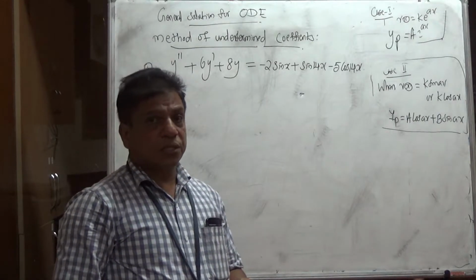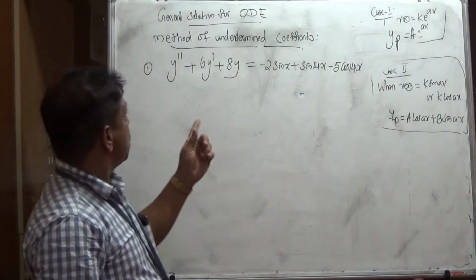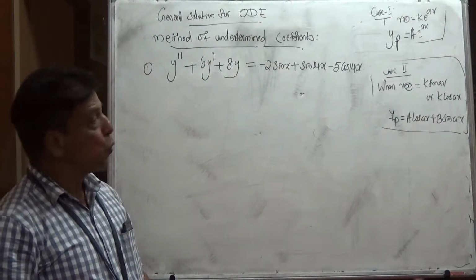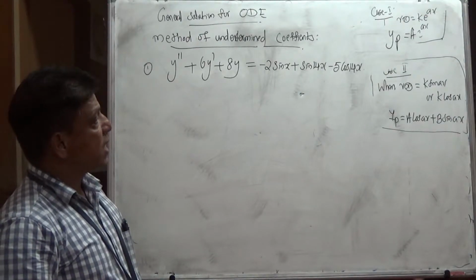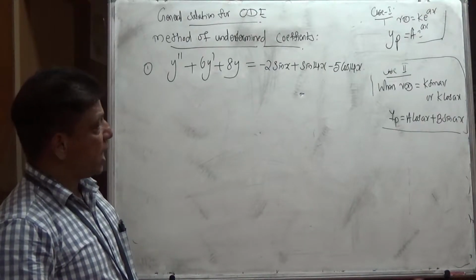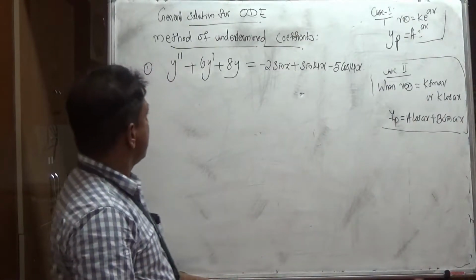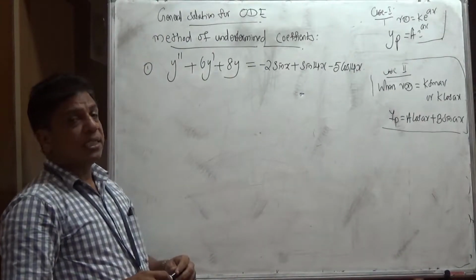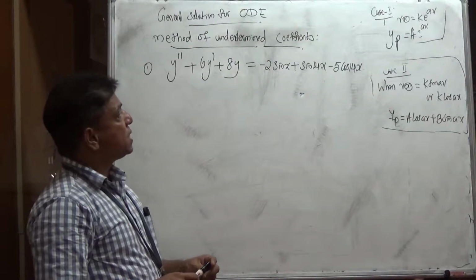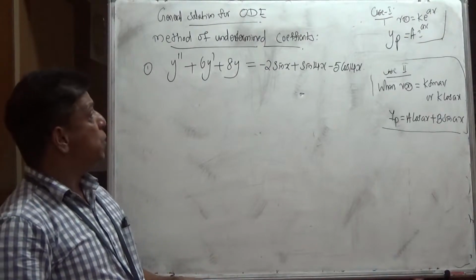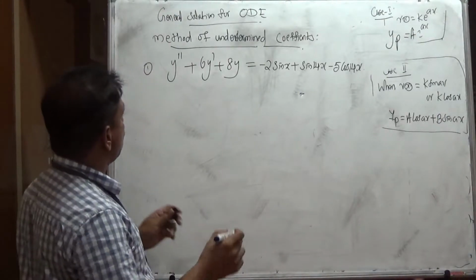Okay, good morning students. Today we will discuss one more problem in the method of undetermined coefficients for case 2. Case 2 says that when the right hand side is r of x equal to k sin ax or k cos ax, yp is taken as a cos ax plus b sin ax. The problem is y double dash plus 6y dash plus 8y is equal to minus 2 sin x plus sin 14x minus 5 cos 14x. Here we have to solve this equation.